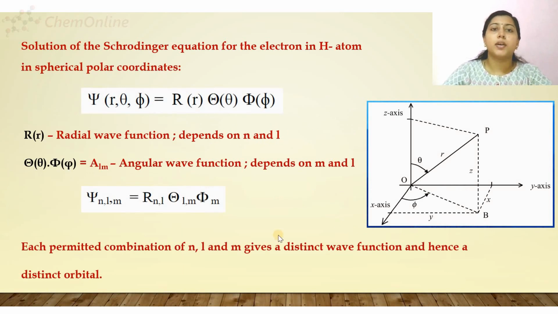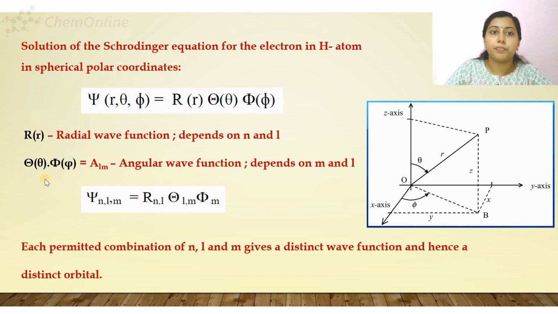To begin with, we have seen that the solution of the Schrödinger equation for an electron in a hydrogen atom in spherical polar coordinates, that is r, theta and phi, can be represented as psi(r, theta, phi) equals R(r) times Theta(theta) times Phi(phi), where capital R is the radial wave function, which depends on the quantum numbers n and l, where n is the principal quantum number and l is the azimuthal quantum number.